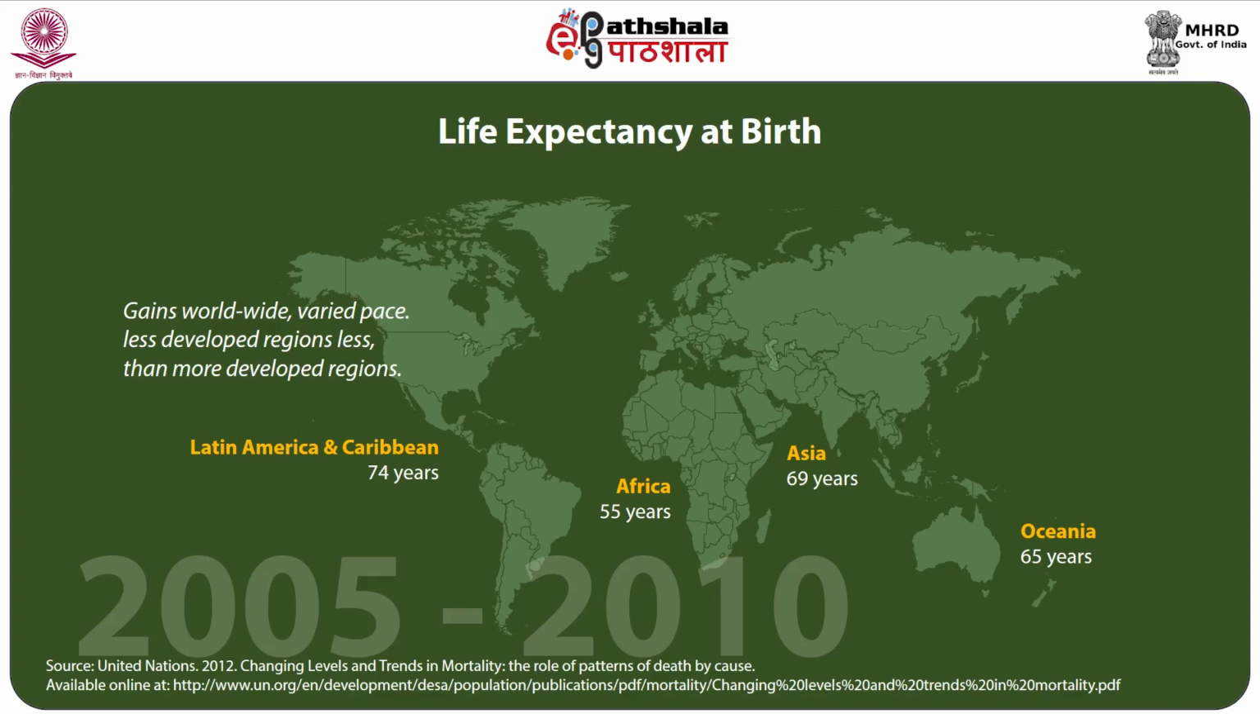If you look at the data for the period 2005 to 2010, more developed countries have 80 years. Life expectancy is as high as 74 years in Latin America and the Caribbean, whereas in Asia it is 69 years, and in developing Oceania it is as low as 65 years. The lowest is noticed in the African continent, which is almost as low as 55 years.